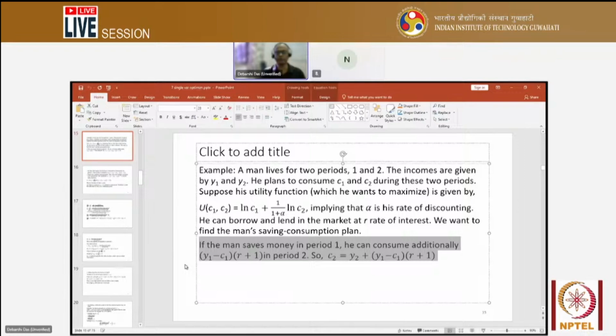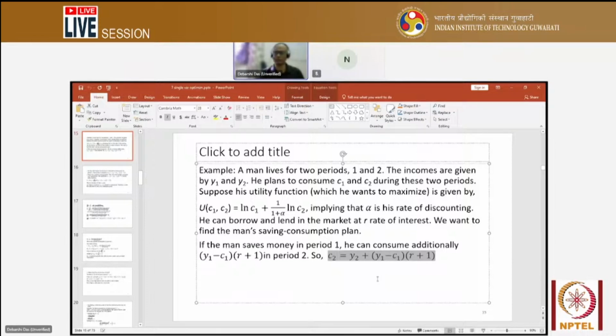So in period 2, what is his total consumption going to be? His total consumption is going to be Y2, which is the income that he earns in period 2, plus the interest income that he earned because he had saved some money. And what is that? That is (Y1 minus C1) multiplied by (1 plus R). So this actually is the budget constraint. That is the answer to the question.